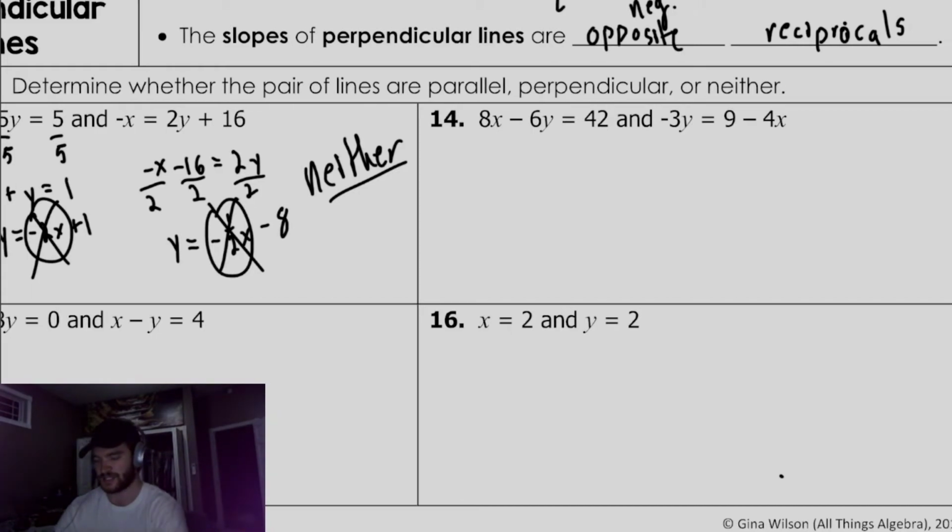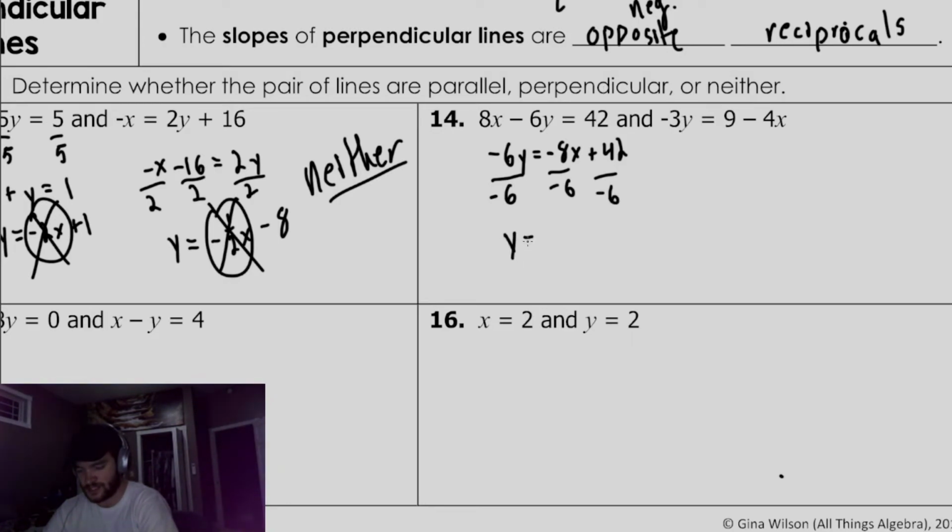Okay, let's look at this one. First off, I'm going to move the x over. That's what I'm going to do first. I'm left with 6y equals negative 8x plus 42. I just manipulated this. I'm going to divide everything by negative 6.